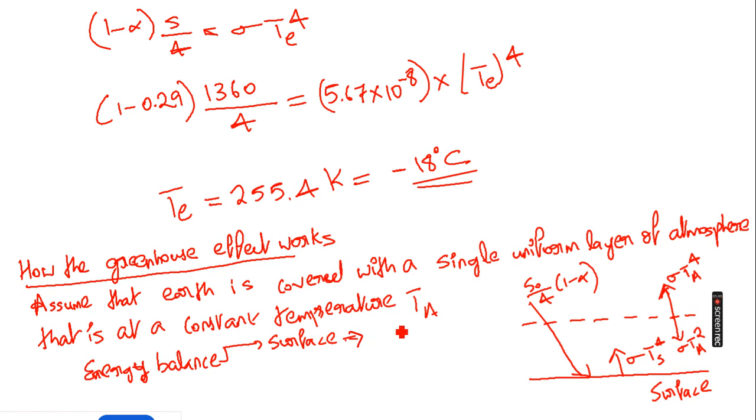At the Earth's surface, what is the incoming radiation? We have incoming solar radiation, which is S0 by 4 into 1 minus alpha, and we have some additional radiation that is being re-emitted by the atmosphere, which is sigma Ta raised to 4. That is also coming back to the surface, right? Sigma Ta raised to 4. This will be equal to the energy that is being emitted by the surface, which is sigma Ts raised to 4.